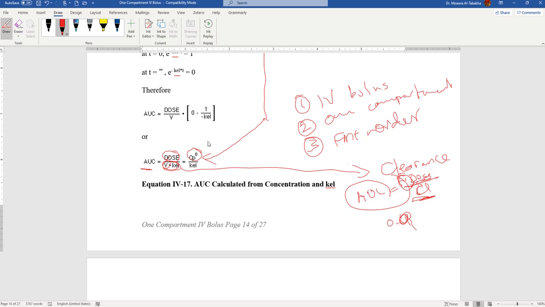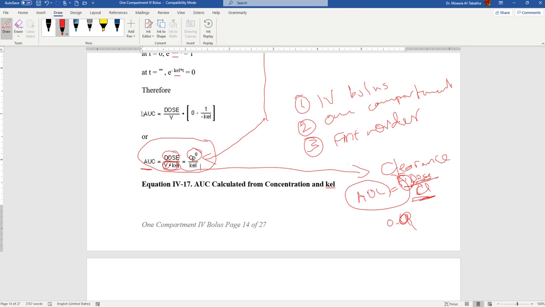Anyway, I want you so far to focus on this equation: assuming IV bolus, assuming one compartment, first order kinetics, then AUC can be calculated as dose over clearance, or CP0 divided by KL.